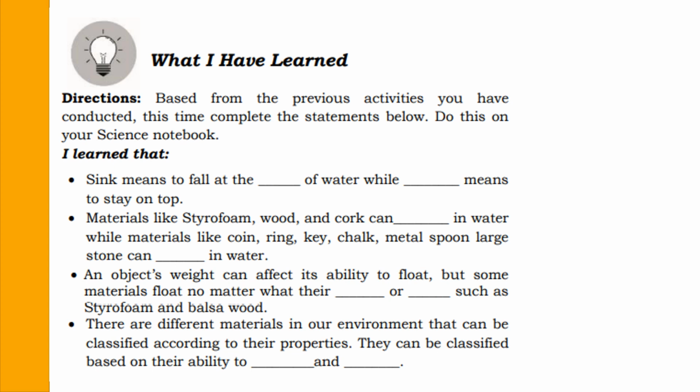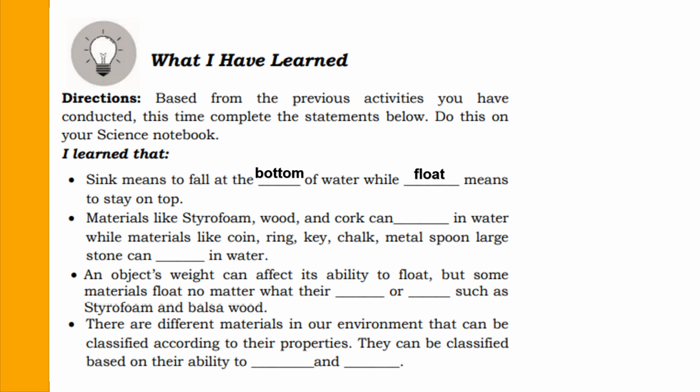Now let's do this activity. Let's see what you have learned. What are you going to do? You're going to fill in the missing words to make the sentence correct. Are you ready? Very good. Sink means to fall at the blank of water, while blank means to stay on top. What is your answer? Correct. Sink means to fall at the bottom of water, while float means to stay on top.